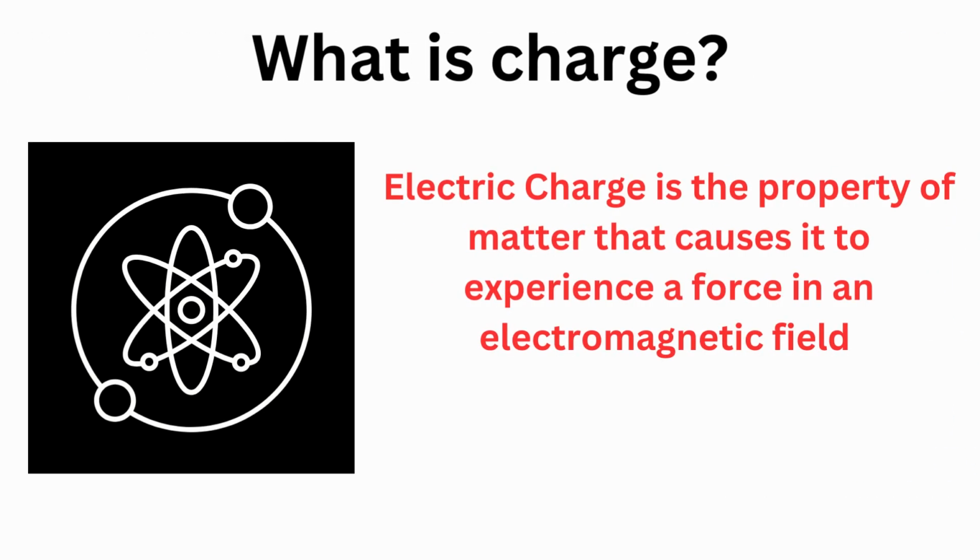By definition, electric charge is a physical property. It is the property of matter that causes it to experience a force in an electromagnetic field. So there are two fields which we will discuss in the upcoming videos: the electric field and the magnetic field. And it is important to know that these two always coexist and are not totally independent.